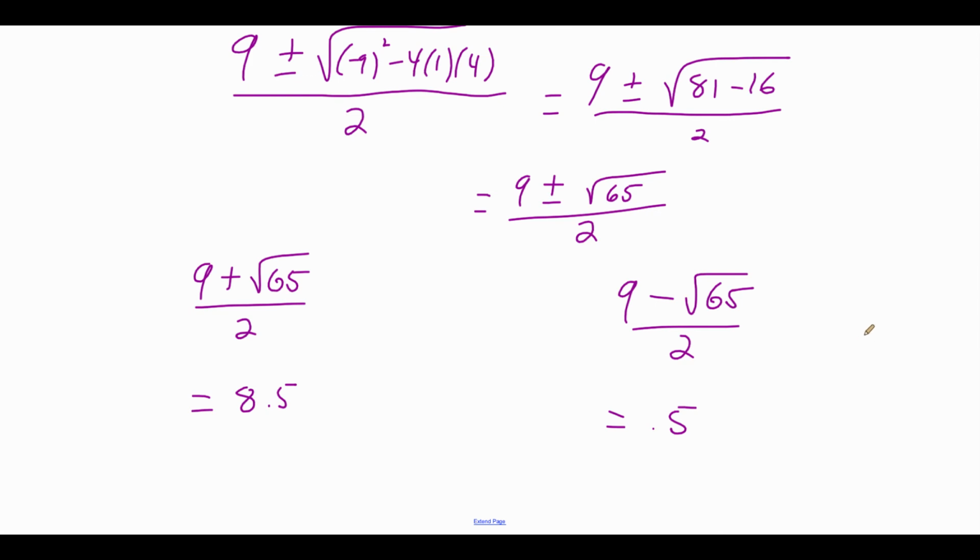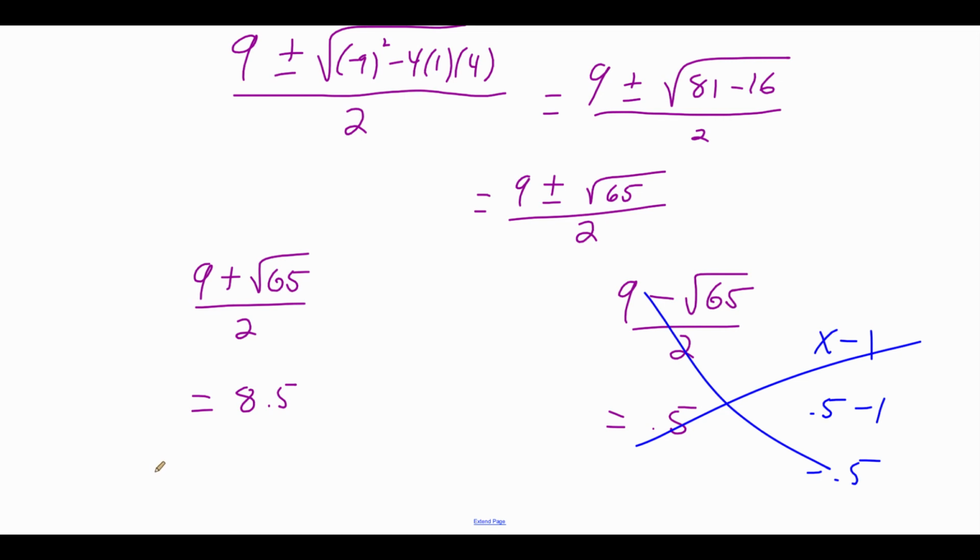One of our workers had a rate of x minus 1. So if we tried to plug in the 0.5 there, 0.5 minus 1 would be negative 0.5, and we can't have a negative time. So we're going to ignore the 0.5 answer and just work with the 8.5.